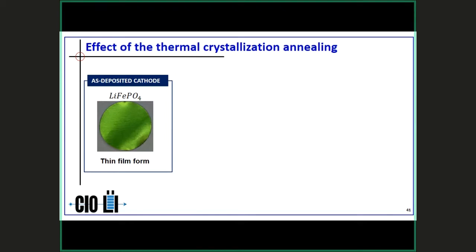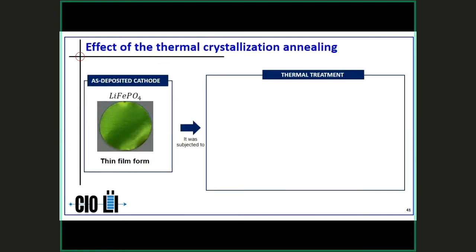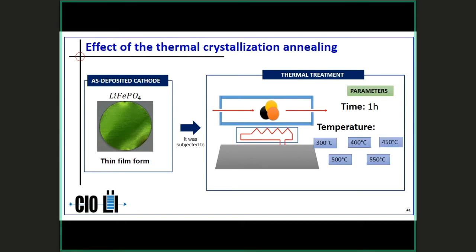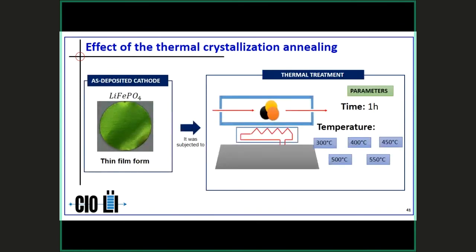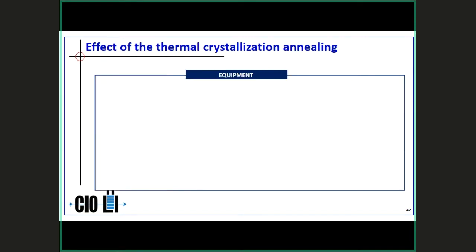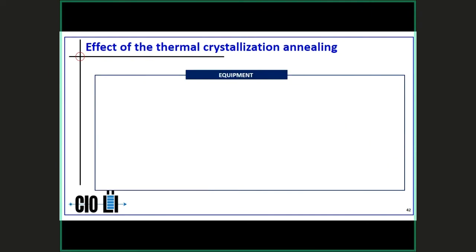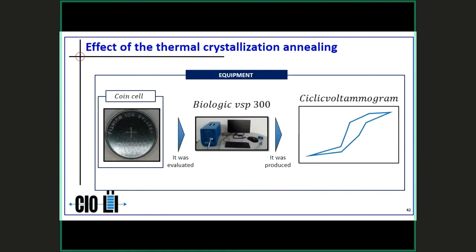Once we did the deposition of the coatings using these parameters, they were heat treated, as I already mentioned, in a furnace, 1 hour at different temperatures. So 300, 400, 450, 500, or 550 degrees. Once we applied the thermal treatment, each one of these cathodes was assembled into a battery, like this one. We evaluated this battery using the potentiostat, and we obtained a cyclic voltammogram to see the effect of the thermal annealing on the cathode.